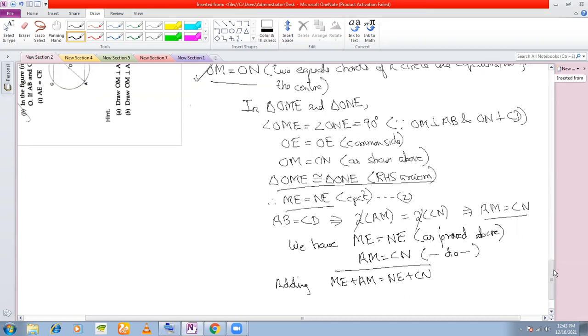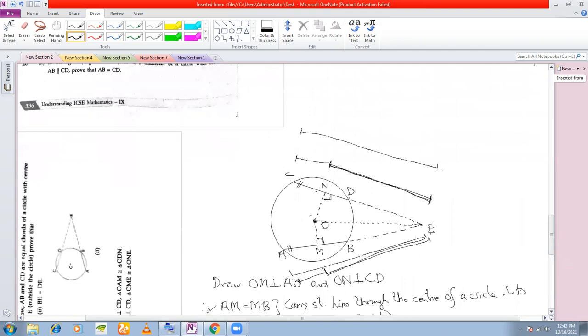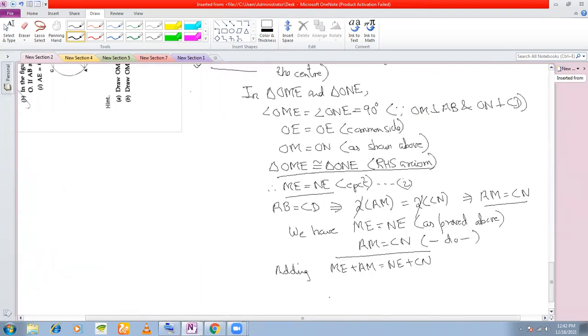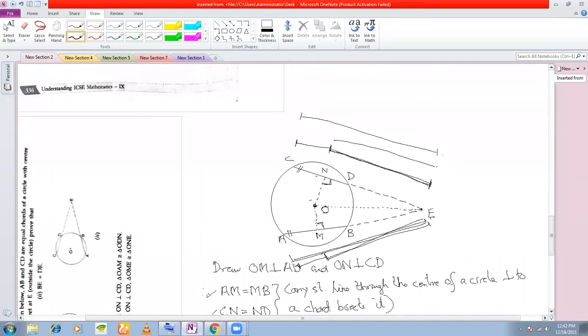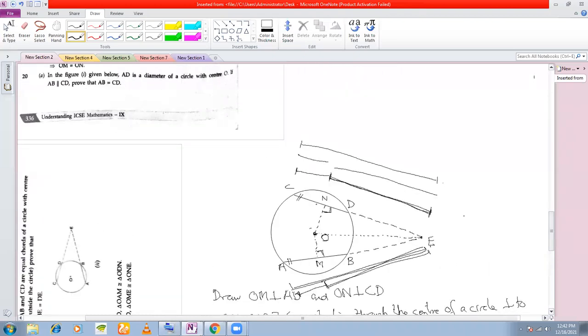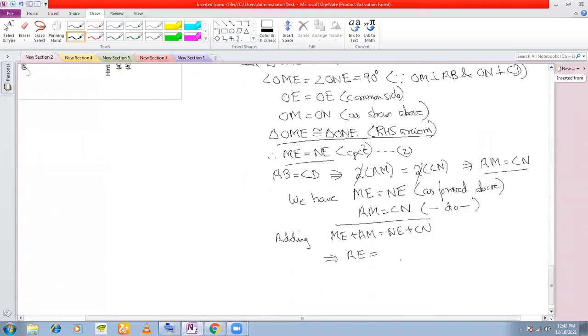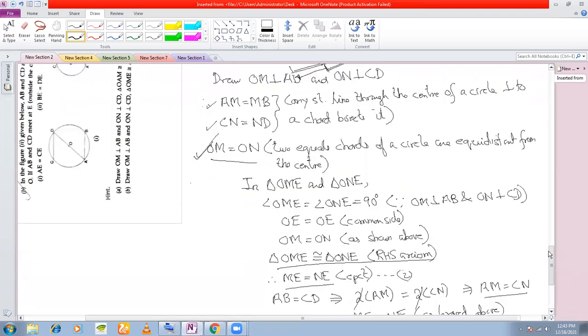Now once I add these two, ME plus AM: ME is this length and AM is this length, so the sum of these two is AE. So I write AE. And NE plus CN: NE is this and CN is this. So I add these two to get CE, right? So AE is equal to CE, which is the required proof. This is the first part of the proof which is done, right?